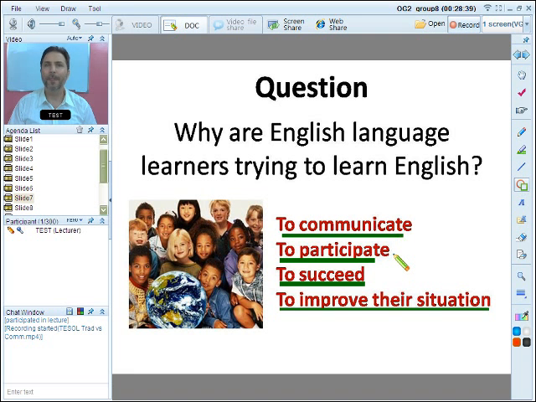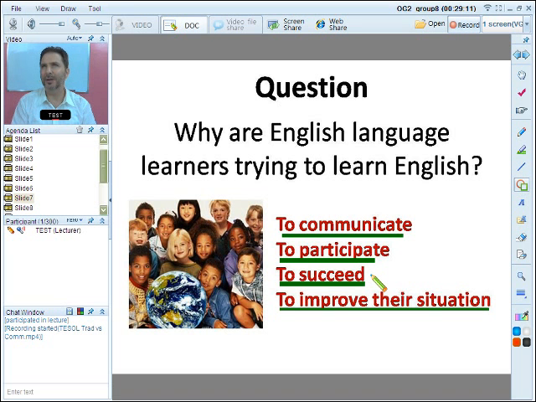Another group of people, they want to participate in the world around them. They realize that English is a global language and they want to be able to participate in the global community. The second or the third group, they want to succeed. Perhaps their business, perhaps education, whatever the situation might be, in their mind, they need to use English to succeed.